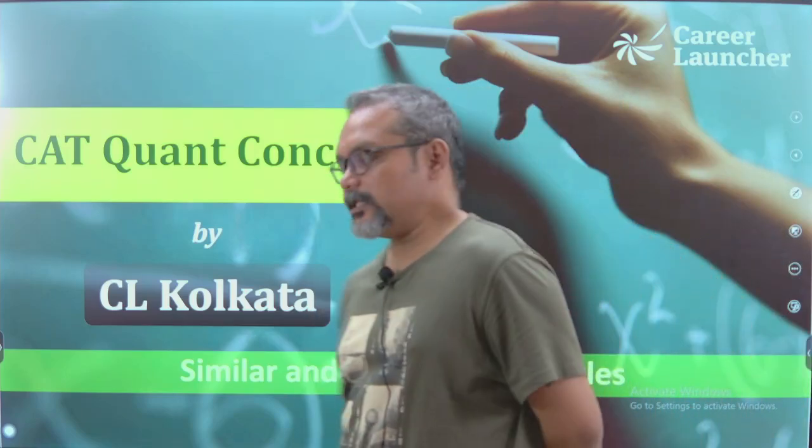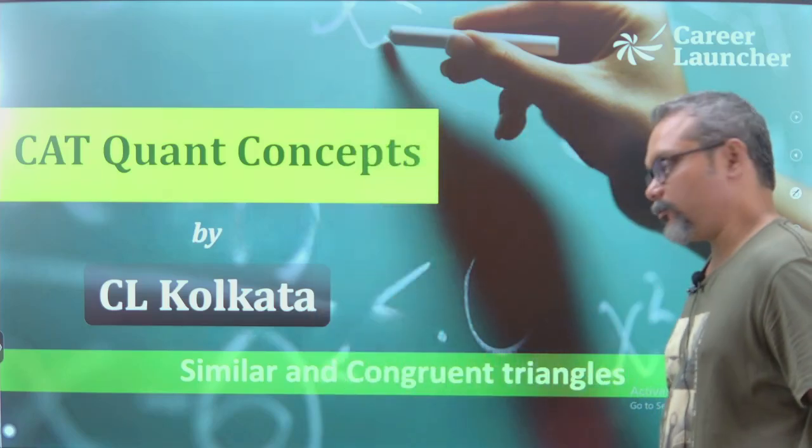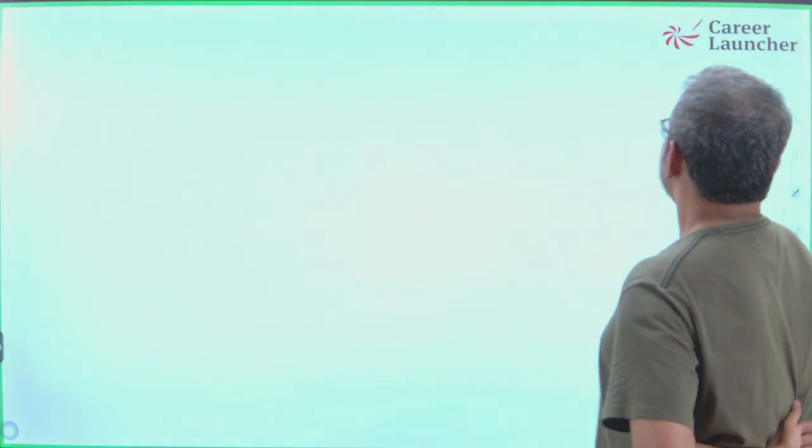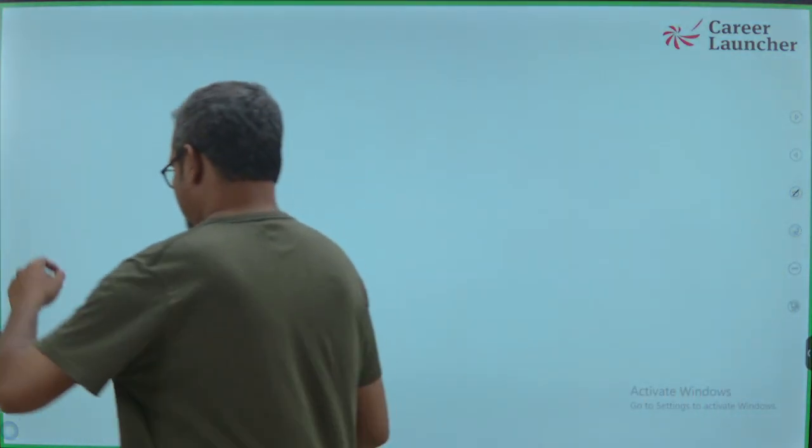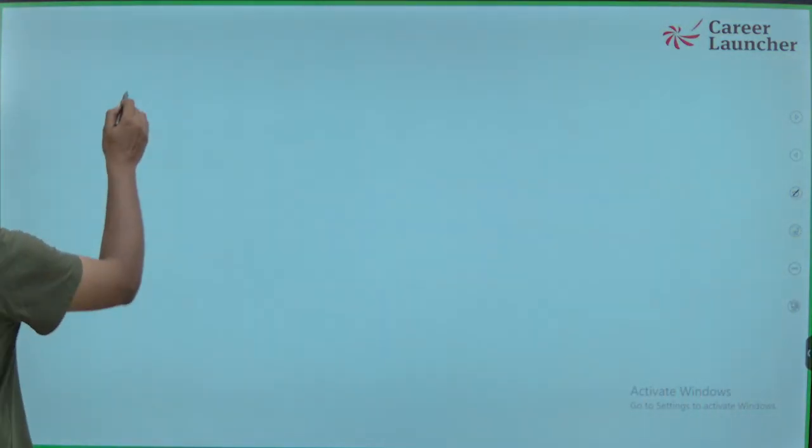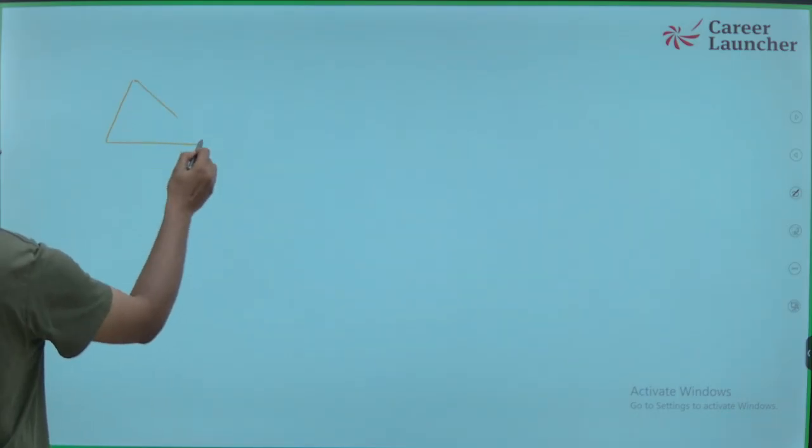Hello everyone, in this video we will be looking at similarity and congruency. So when we talk of congruency, what we mean is two triangles which are exactly equal to each other, identical.